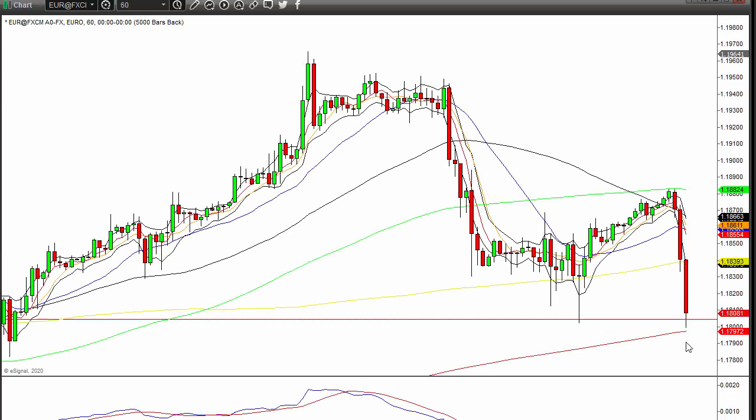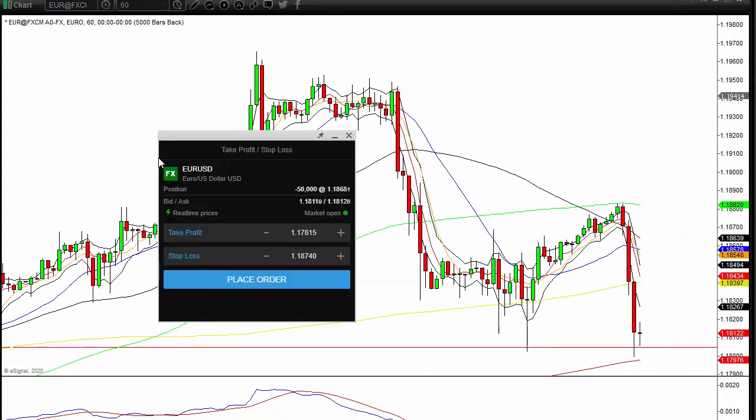Just seeing if we can get down that little bit lower there, just a few extra pips. So I'll press pause for now.